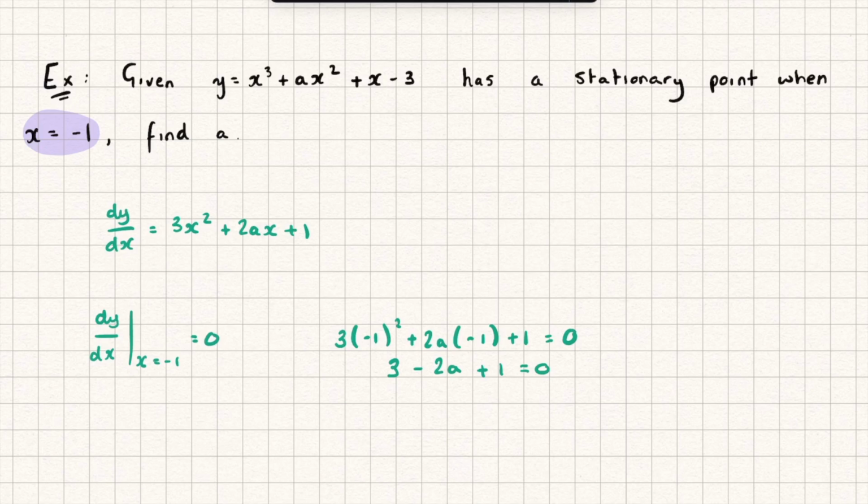Let's add 2a to both sides. We've got 3 plus 1 is 4 equals 2a. Divide both sides by 2, and a equals 2, and we're done.